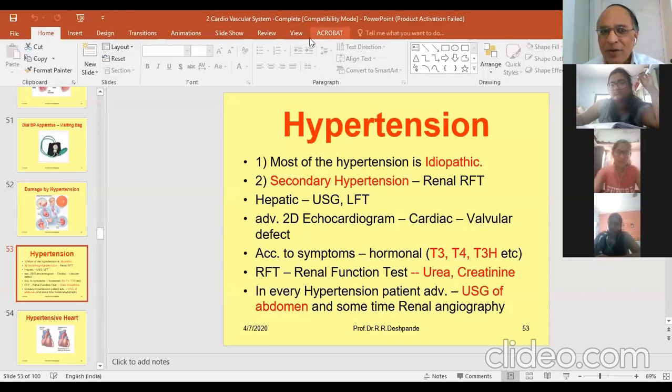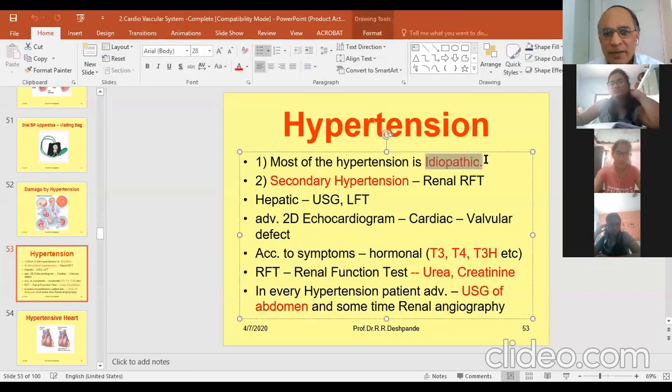Now this is about hypertension. Most of the hypertension is idiopathic. This is the problem. What is the meaning of idiopathic? Cause not known. This is modern medicine. I am talking about allopathy, not Ayurveda. But here you can have the benefit of Ayurveda. Whenever you see that allopathy is saying idiopathic, in my experience we can definitely find the causes as per Ayurveda.